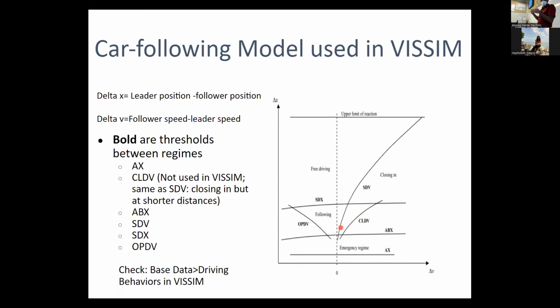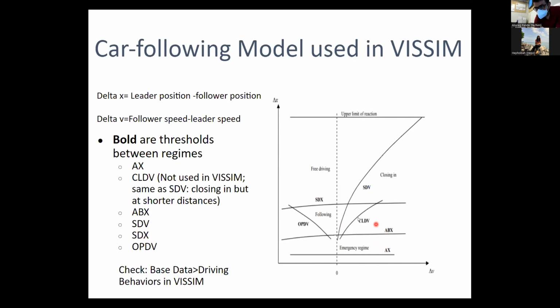What does that mean? That means they only depend on delta x: how far is the distance between the leader and the follower? So these three thresholds, AX, SDX, and ABX, are sort of horizontal line thresholds.